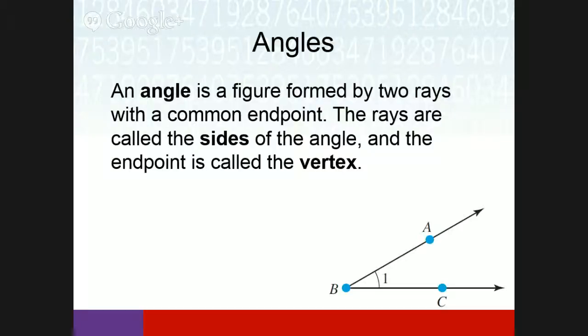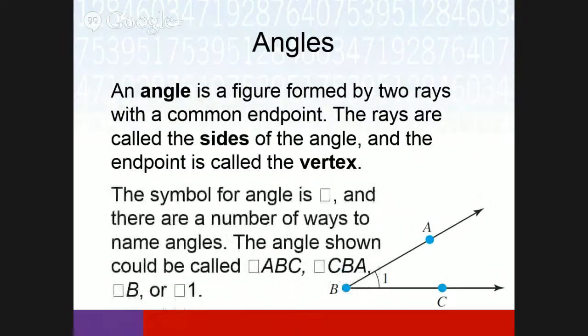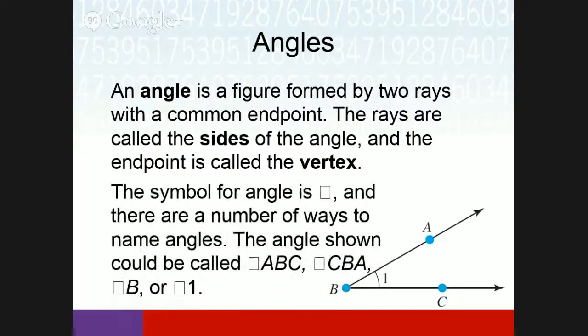An angle is formed by 2 rays. There's 3 ways you can name an angle. This angle should have the angle symbol. I don't know why it lost that when I upgraded to the new version of PowerPoint. So you can name this as ABC, CBA, angle B, or angle 1. Various different ways to name it, right? If you have an angle sign in front of 3 points, that's going to show you how to name the angle.